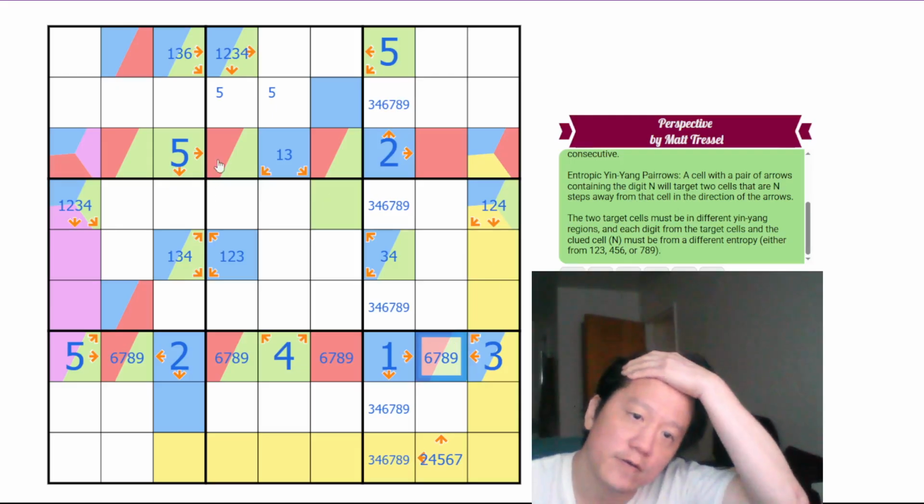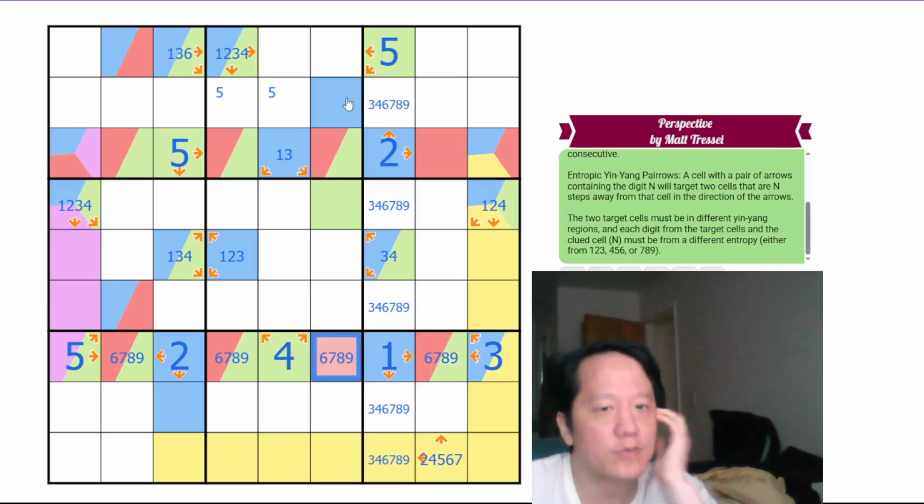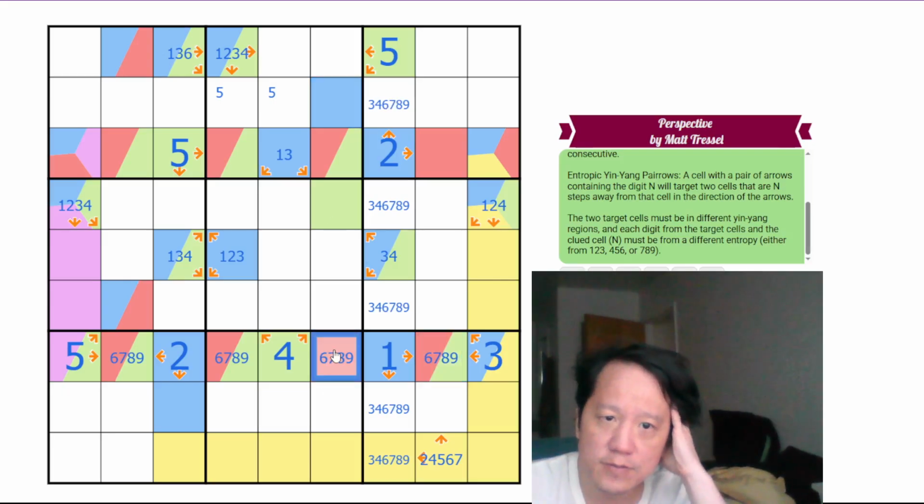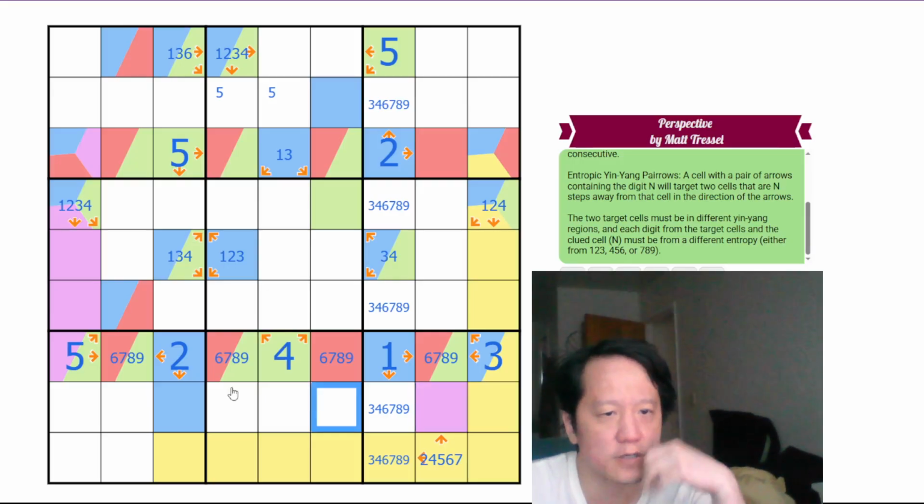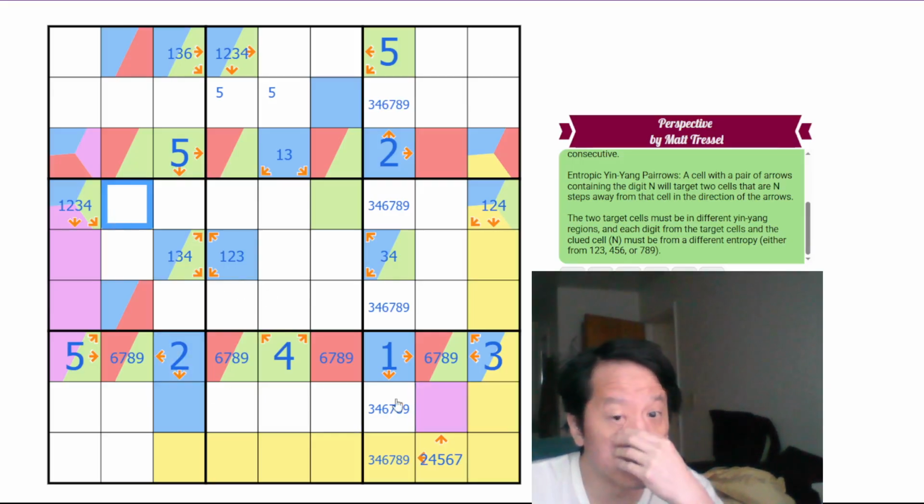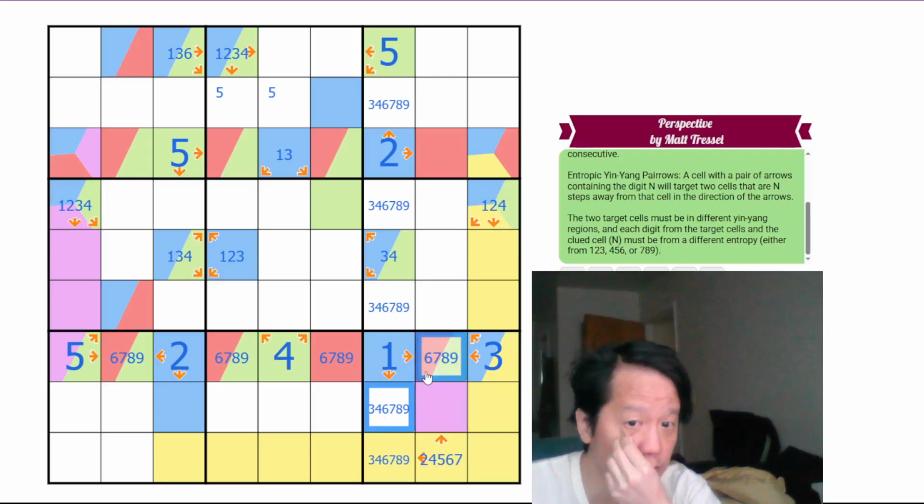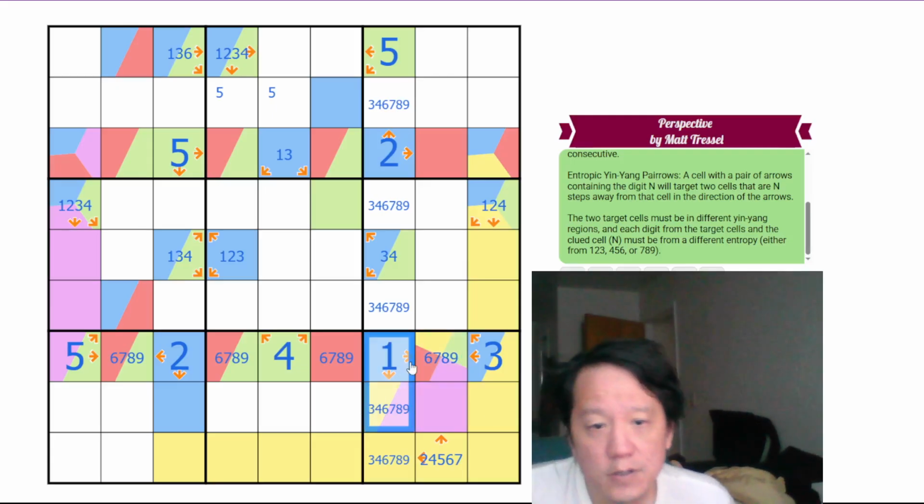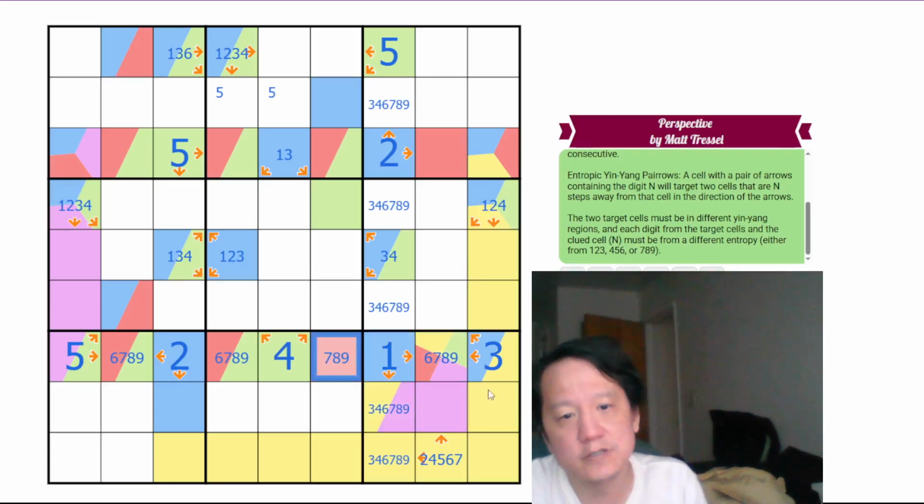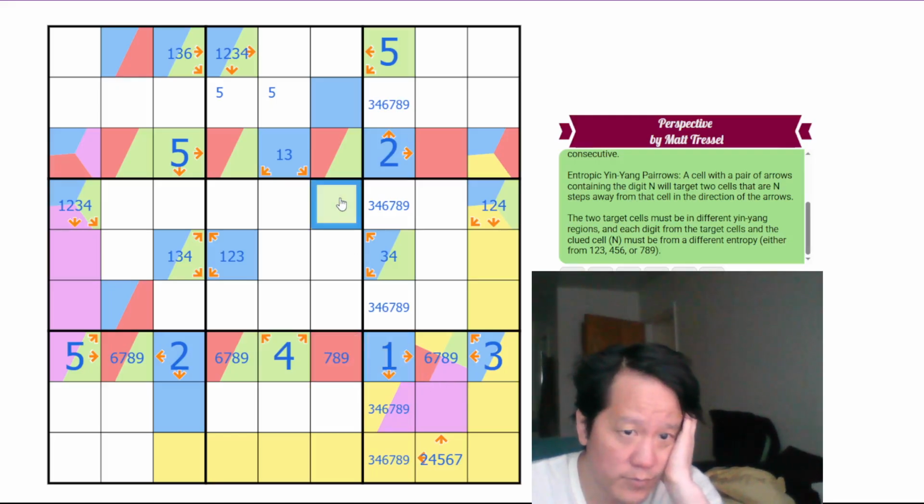Okay. 5 away, blue and red, they have to be different regions. This is pink. One of these is pink, one of these is yellow, so this is a pink-yellow pair. This can't be 6, obviously. It's 7, 8, or 9.